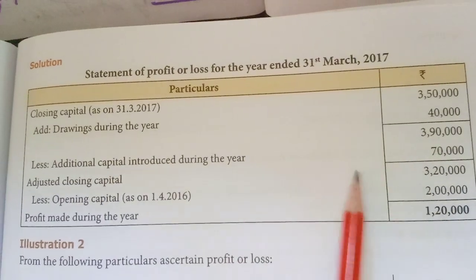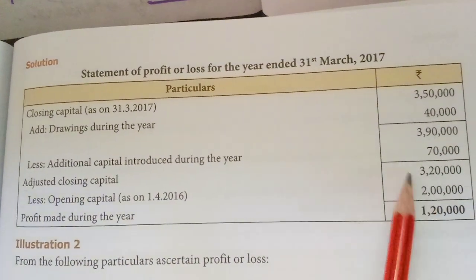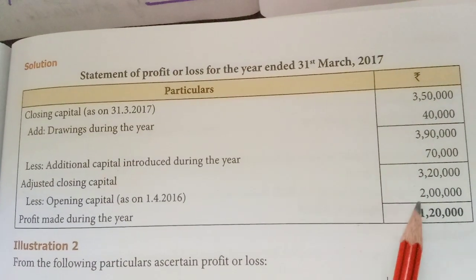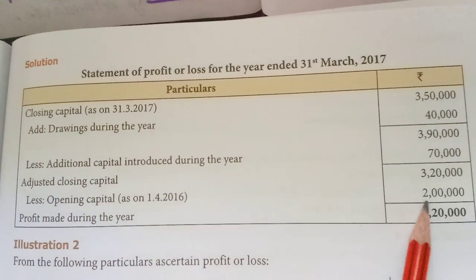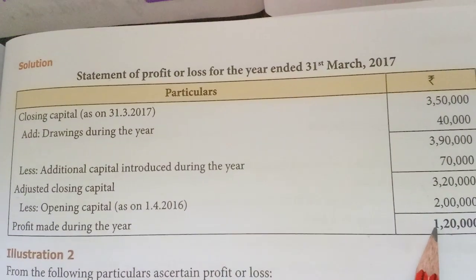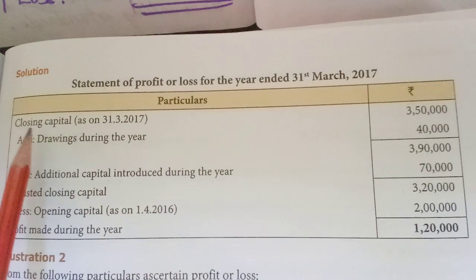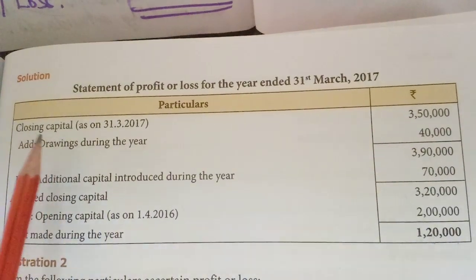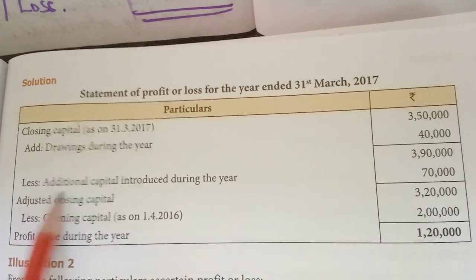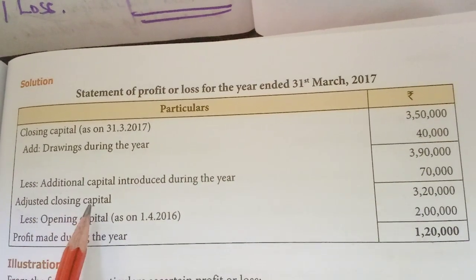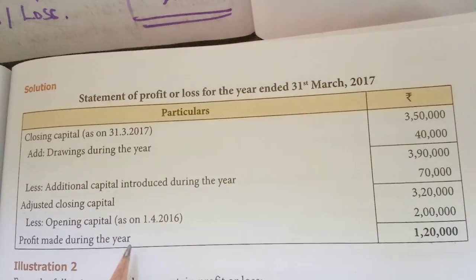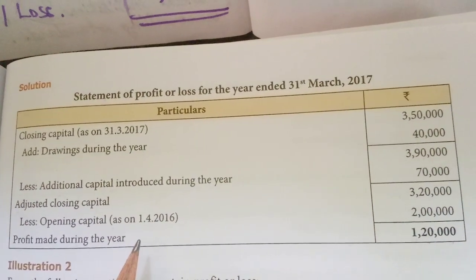Since this adjusted closing capital is more than the opening capital, we get profit. I have explained the same thing already. Since the opening capital is less, we get profit. Otherwise, we would have got a loss. Now you might have understood. You have to learn: closing capital, add drawings, less additional capital. That amount is the adjusted closing capital, less opening capital, profit. Now you have understood. Shall we do the problem now?